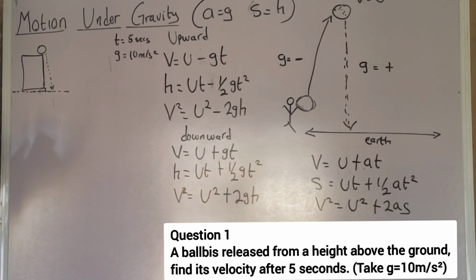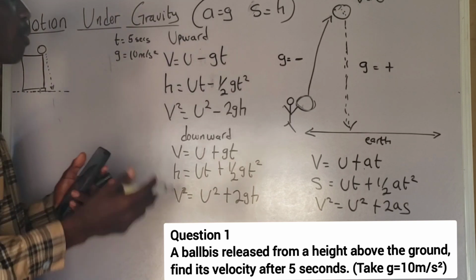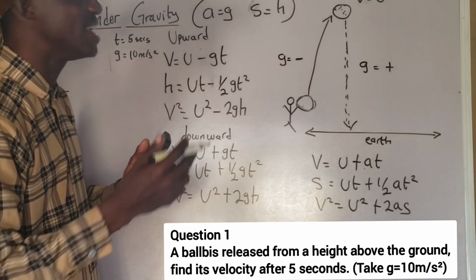Now, based on what you have learned so far, when an object is coming downward, please pay attention. When an object is traveling downward, what sign will the acceleration due to gravity take? Will it be positive or negative? It will be positive. The reason is because the body is traveling downward.